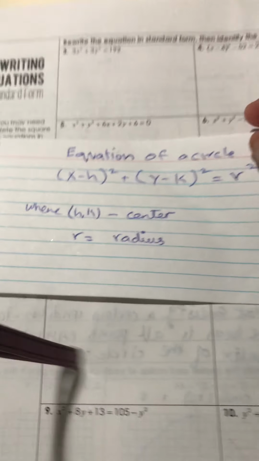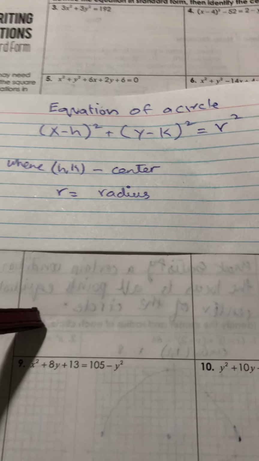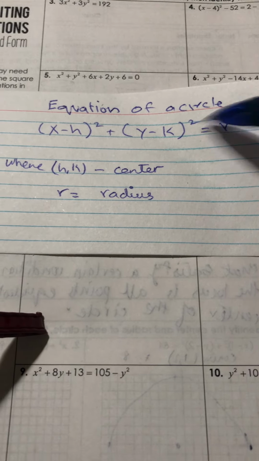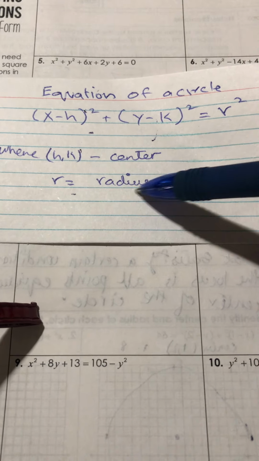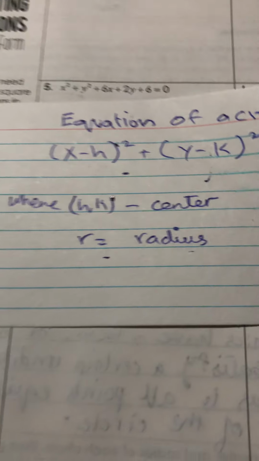Now we know the standard form of the circle is (x minus h) whole squared plus (y minus k) whole squared equals r squared, where h and k is the center, and the radius is squared in the equation. So when it's given in the equation, it is in the squared form. When we find the radius, we have to take the square root. Okay, so rewrite each equation in standard form, then identify the center and the radius.